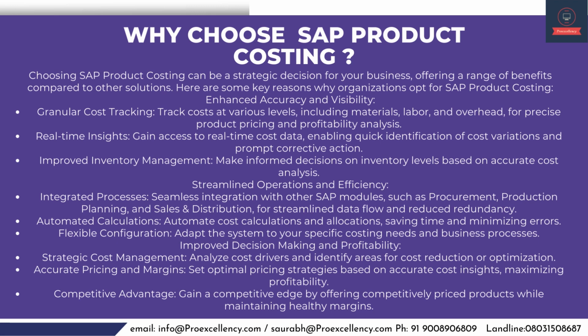Streamlined operations and efficiency. Integrated processes. Seamless integration with other SAP modules, such as procurement, production planning, and sales and distribution, for streamlined data flow and reduced redundancy. Automated calculations. Automate cost calculations and allocations, saving time and minimizing errors. Flexible configuration. Adapt the system to your specific costing needs and business processes.